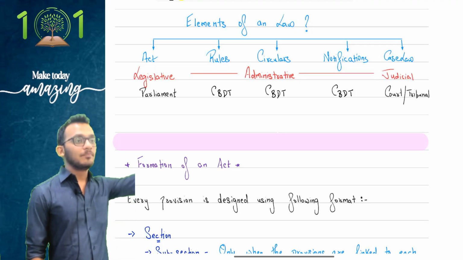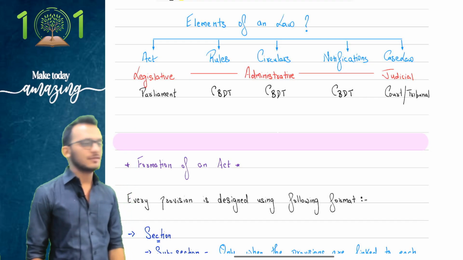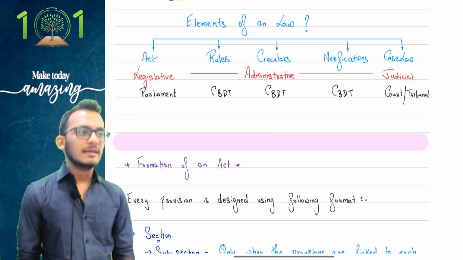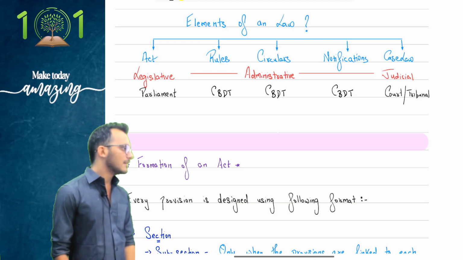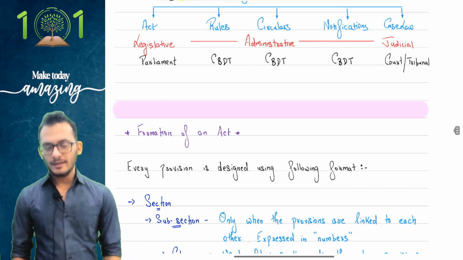So what are we starting with? Sections. Sections are always having numbers. Under section starts subsection. Under section you have subsection.